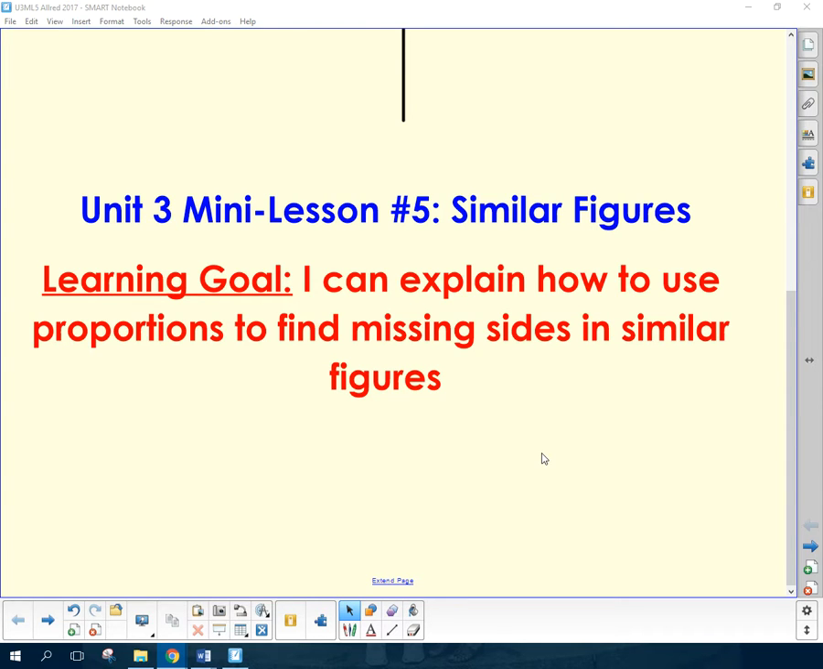Today, we're going to take everything we've learned so far in this unit on ratios and proportions, and find some real-world examples of where we can use our knowledge, okay? By the end of today's lesson, you should be able to explain how to use proportions to find missing side lengths in similar figures. If you're ready to work, that's awesome.